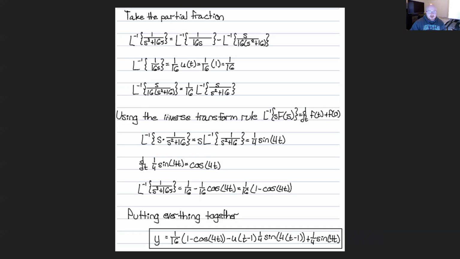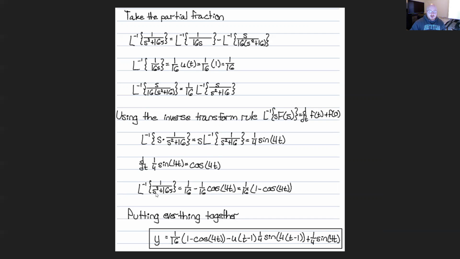And there's this theorem for the inverse transform rule, where the inverse Laplace of s times a function F(s) is equal to the derivative of the inverse Laplace of this function plus f of 0. So we can just do that, pull out the s, take the inverse Laplace of 1 over s squared plus 16. Luckily, we've already done that. And that gives us 1 over 4 times sine 4t. Next, we're going to take the derivative of this function, and that comes out to cosine 4t.